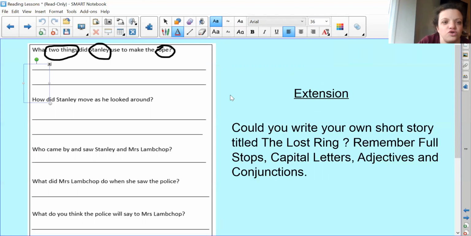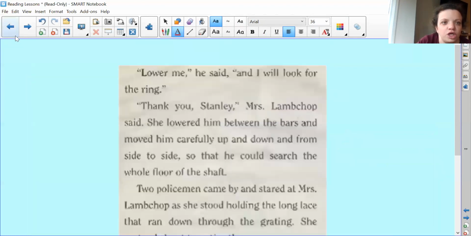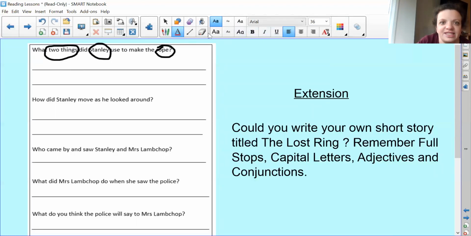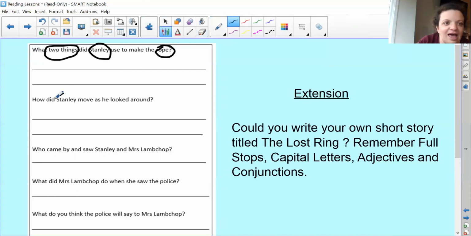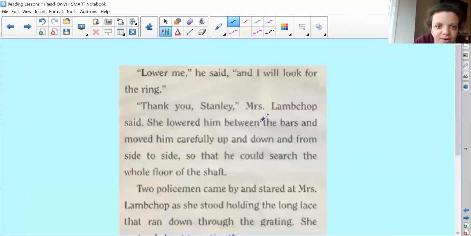How did Stanley move as he looked around? So my keywords this time are going to be Stanley, and it's going to be move, and it's going to be looked around, because we're looking at when he looked around, and how will be like a method, a way. So how did you run? Quickly. How did you cry? Sadly. So let's go back. So it was this bit when he was moving. Well, there's moved, so that's a good one to use.